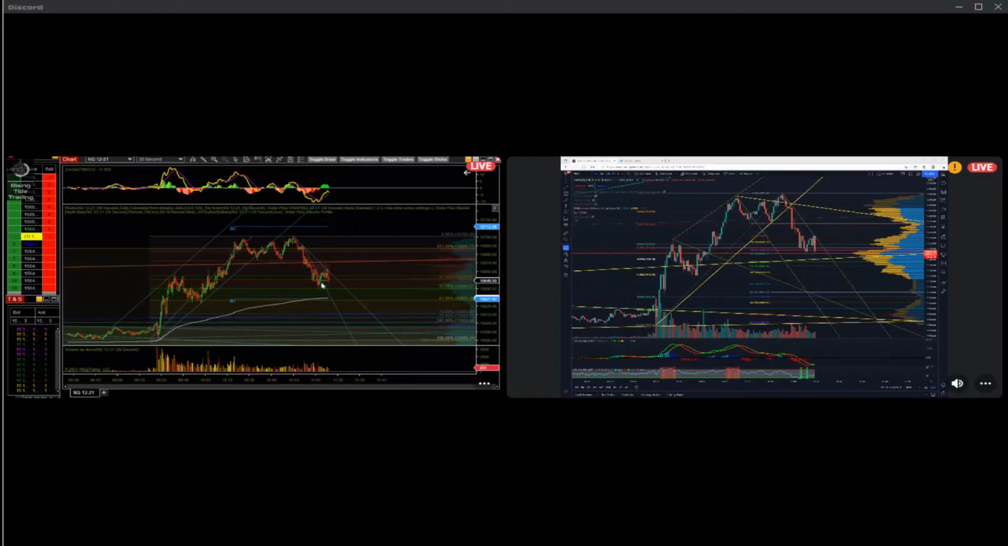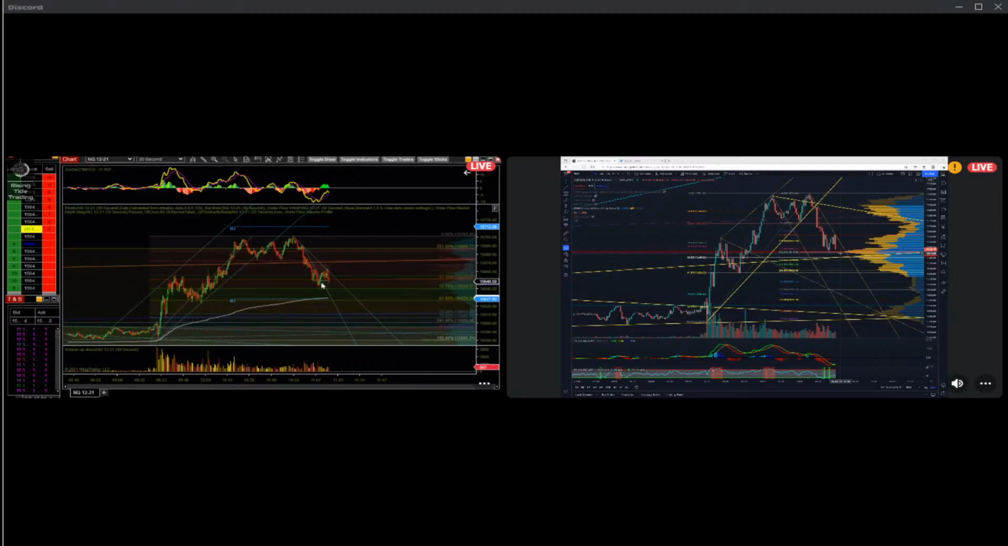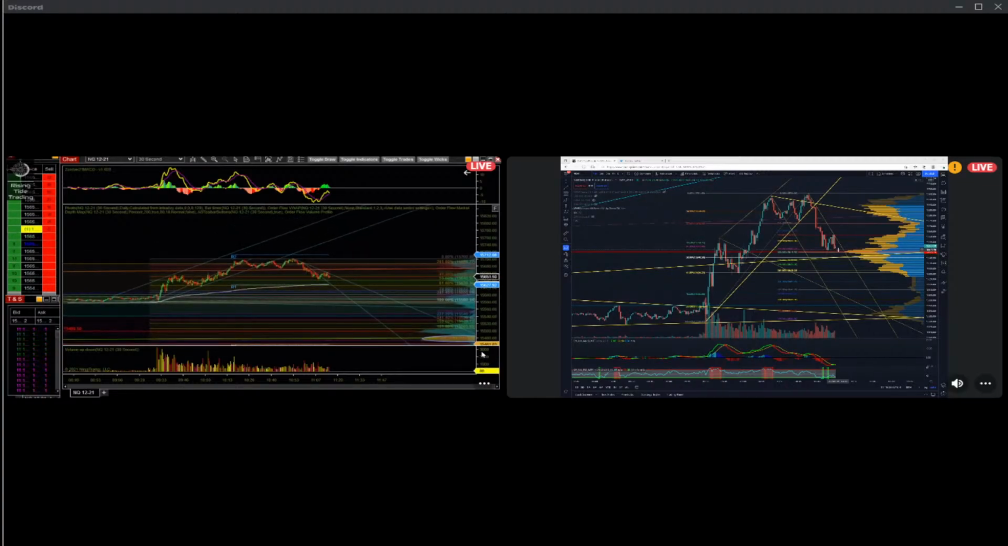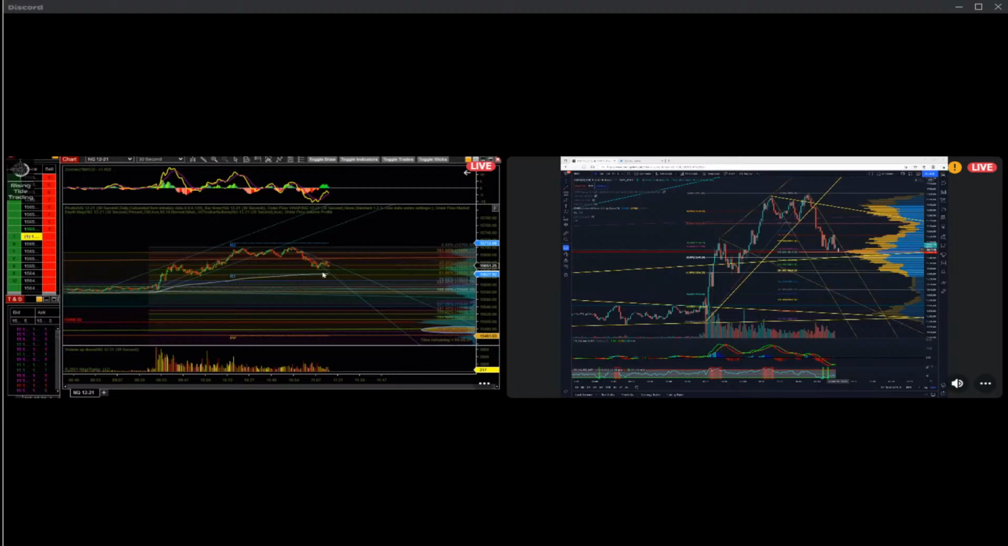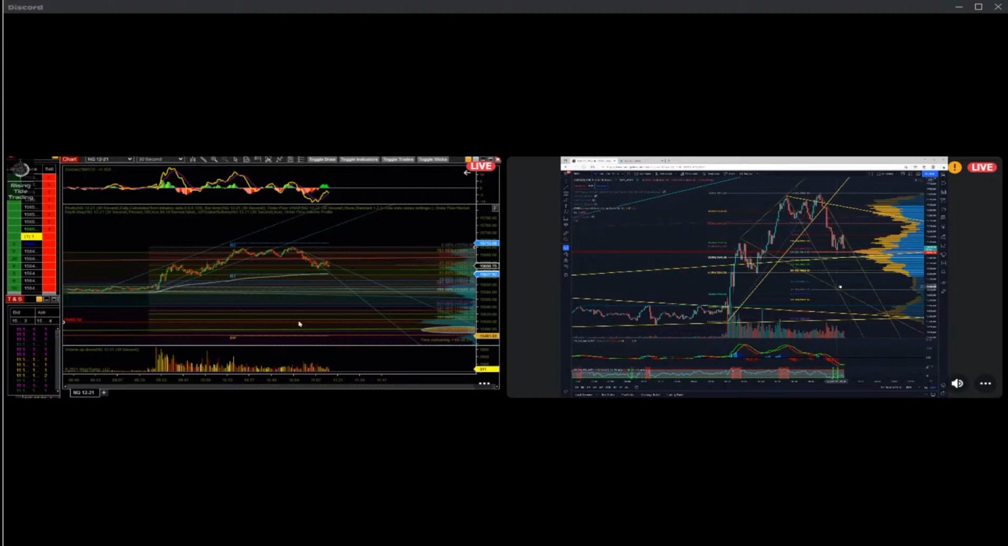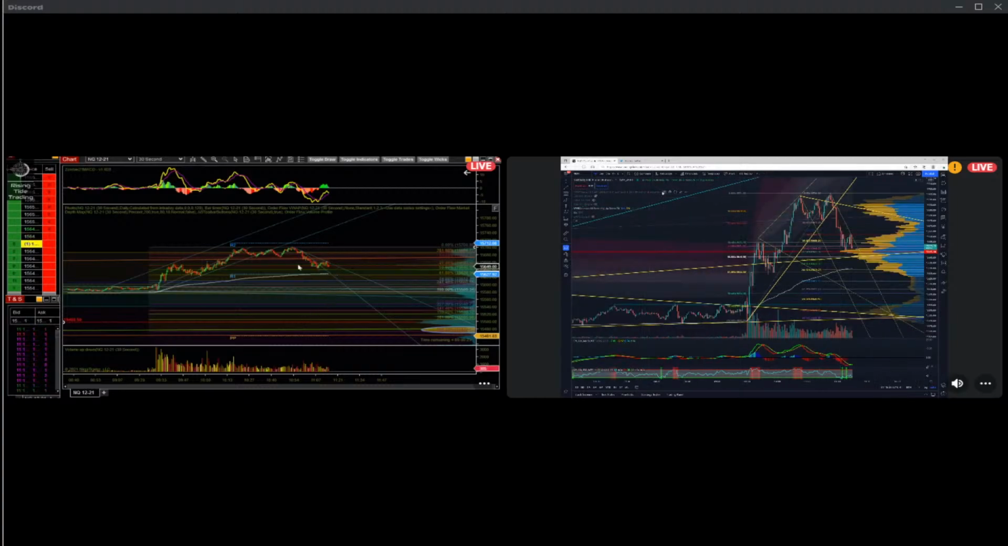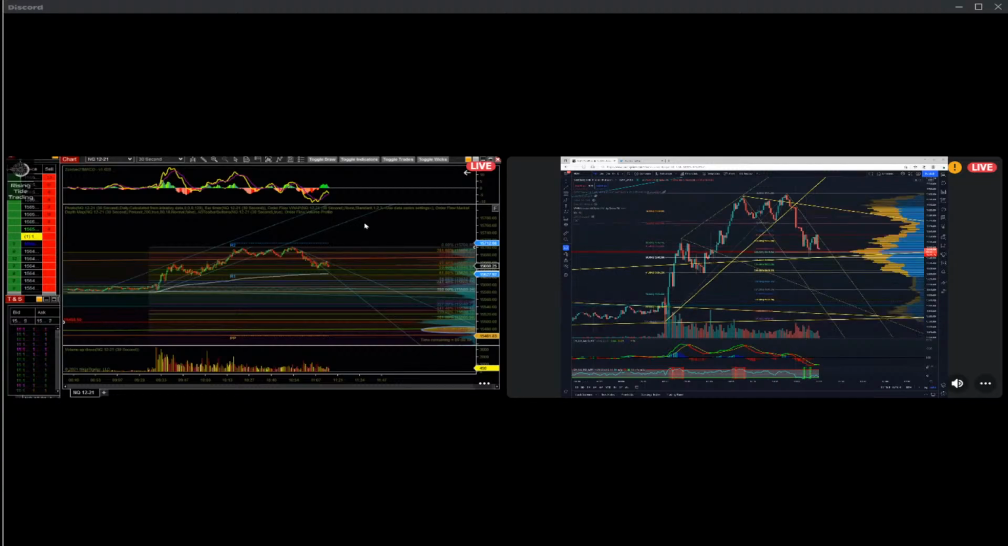For me, I think we're gonna go down a little bit more, or we're gonna stay here sideways by the VWAP. The VWAP is right here. The POC is all the way down here. The POC is at 639, 640, correct? The POC right now is 580. The VWAP is at 626.